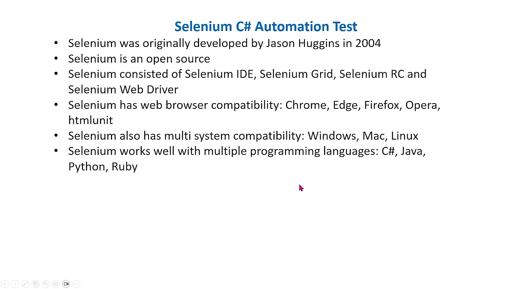First, I'm going to start with some background information. This is just some general information. Selenium was originally developed by Jason Huggins in 2004. Selenium is open source, and it consists of Selenium IDE, Selenium Grid, Selenium RC, and Selenium WebDriver. This is what we described earlier in previous videos, where there are different components of Selenium. Selenium has web browser compatibility with Chrome, Edge, Firefox, Opera, Safari, and HTML unit as well. It also has multi-system compatibility, so it's compatible with Windows, Mac, and Linux. Selenium works well with multiple programming languages, so C#, which is what we're going to talk about today, but it also works with Java, Python, and Ruby as well. But in today's video, we're going to mainly talk about C#.